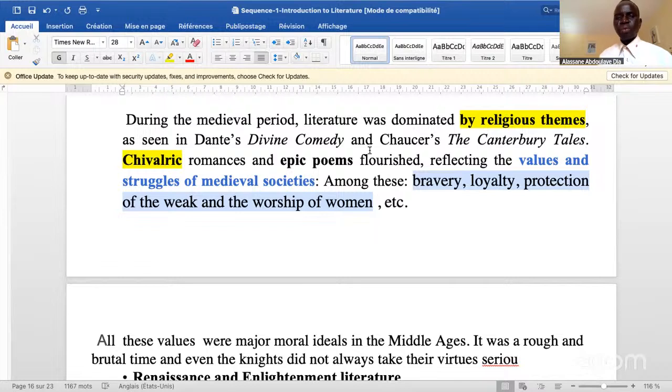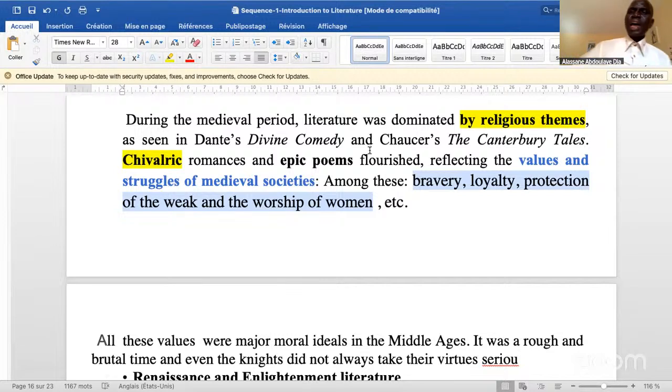Chivalric comes from chevalier, c'est la chevalerie. So romances, if you see in the Middle Ages, they all had horses. Ils montaient tous à cheval. Et c'était des guerriers. C'était les guerriers du Moyen Âge. They were using chivalric romances. Epic poems: read the Iliad and the Odyssey. They flourished. And what do they reflect? They reflect the beauty, the values, and struggles of medieval societies.